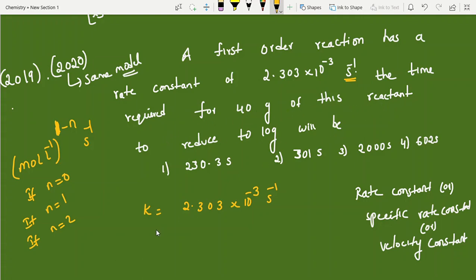So what is the formula, students? K equal to 2.303 by T log A by A minus X. Here A equal to 100%. Sometimes in the questions, 75% dissociated means 100 is A, 75% is the X value. And sometimes they will mention 90%, sometimes they will mention 99%. All models are the same like this only.